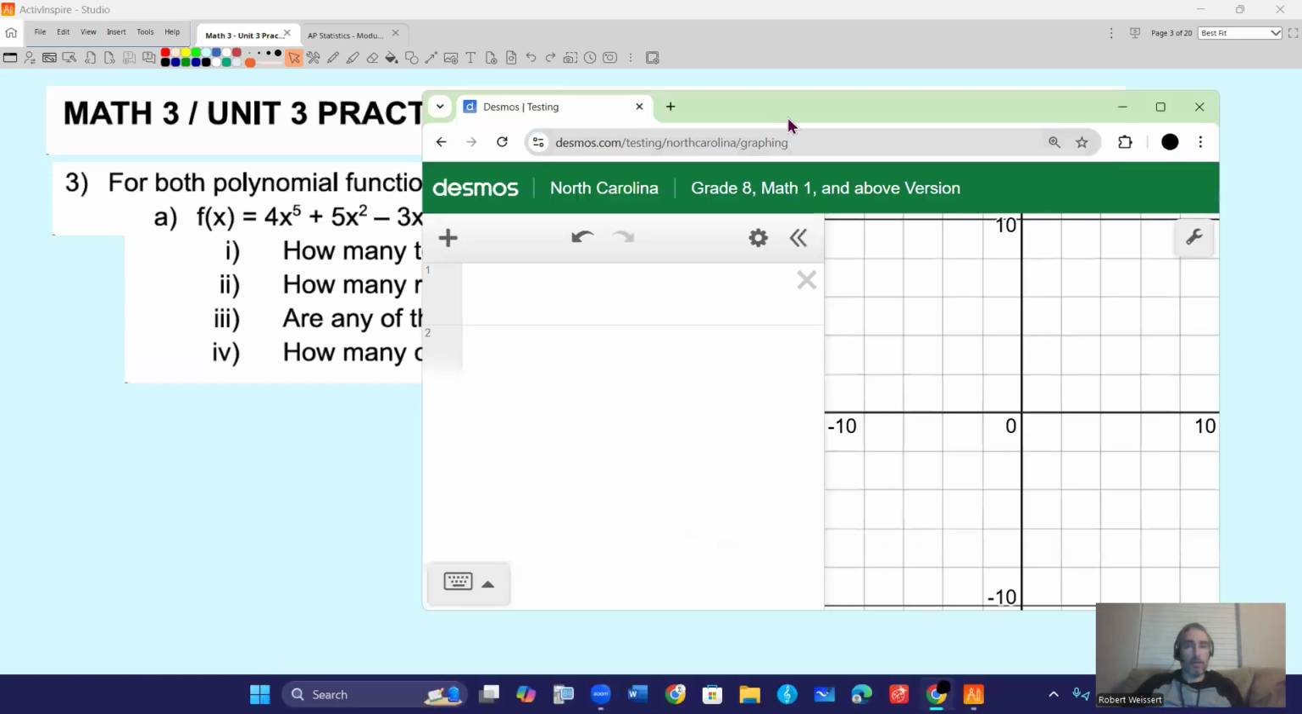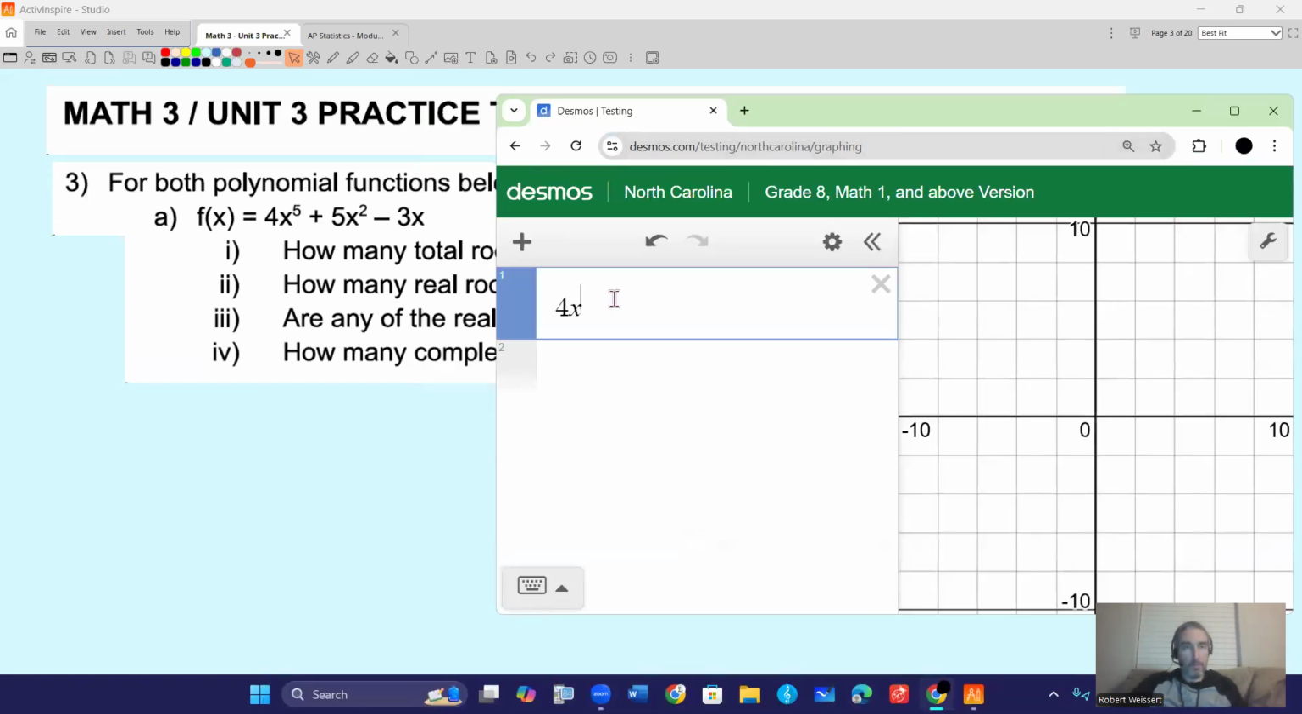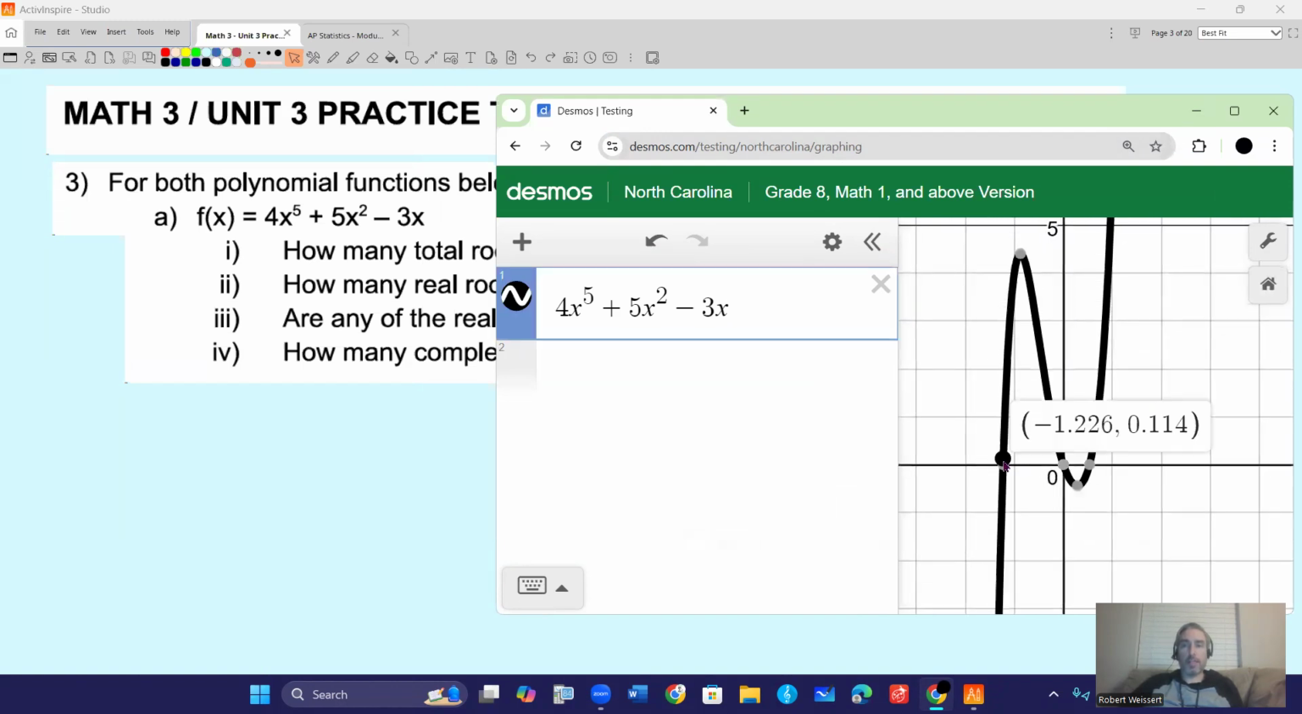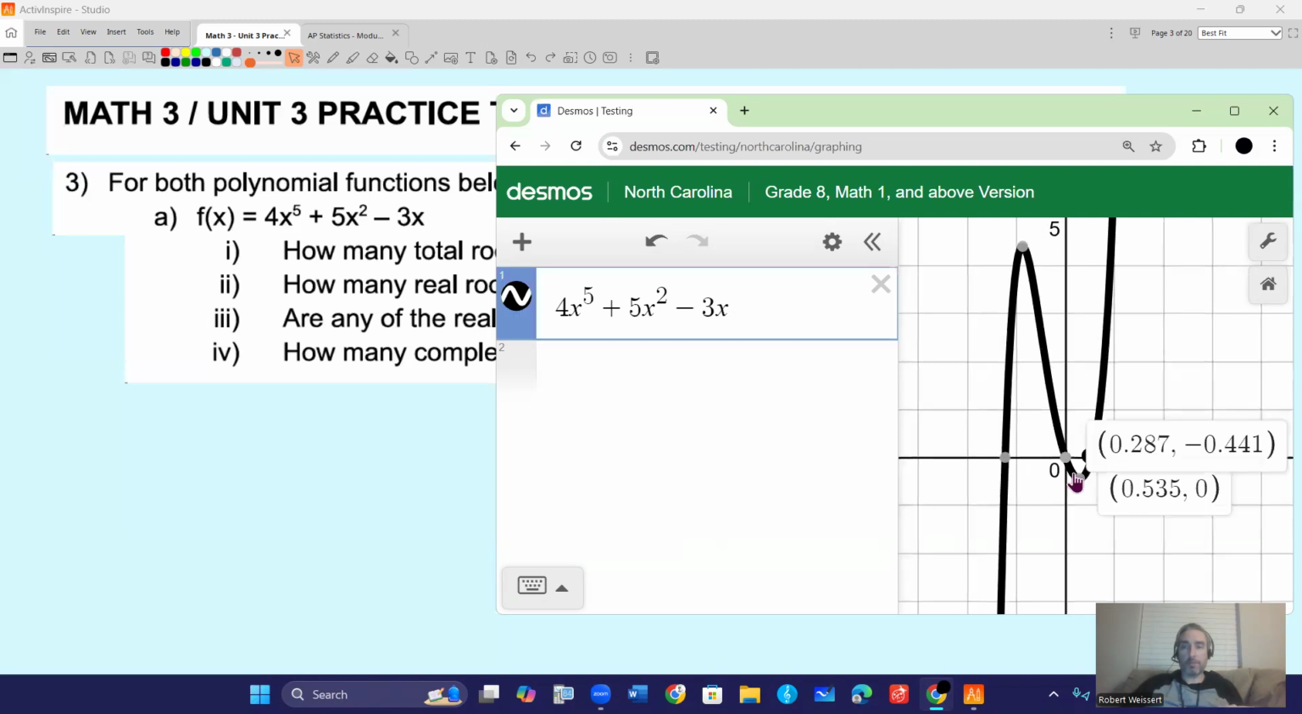So let's go ahead and graph 4x to the fifth power plus 5x squared minus 3x. And we'll zoom in a little bit. And you're going to notice that it hits the x-axis at three distinct spots, none of which have a minimum or maximum at those spots. So you notice it goes straight through, this goes straight through, as well as this one.